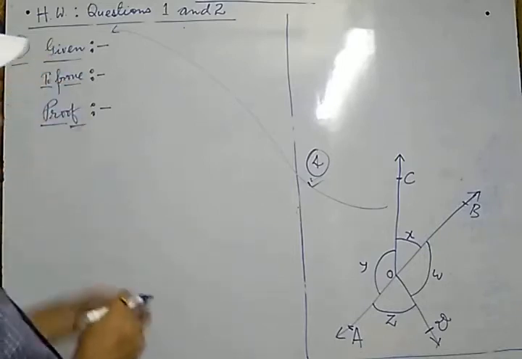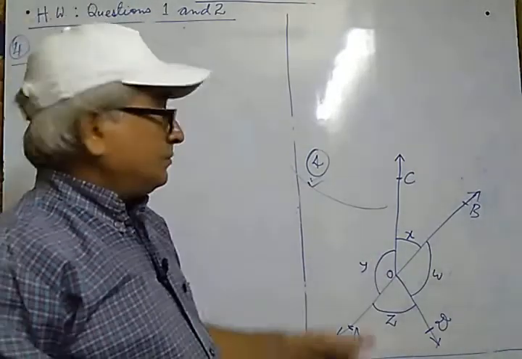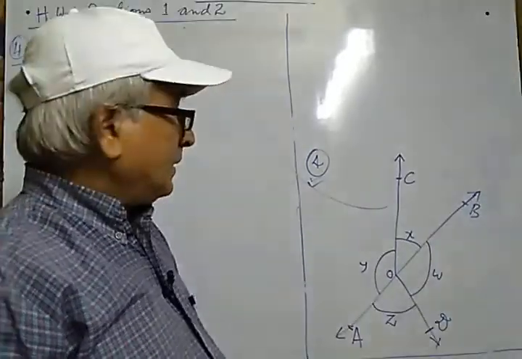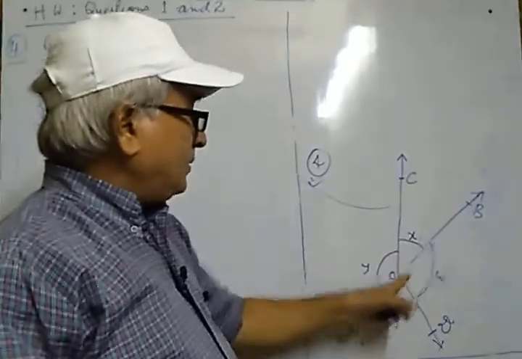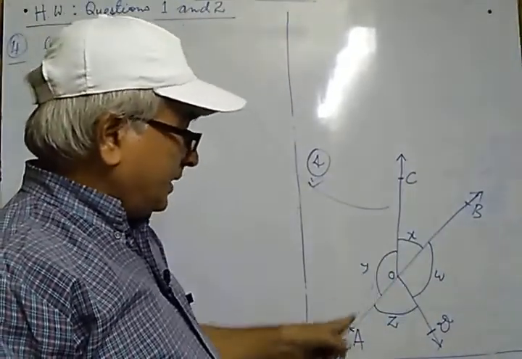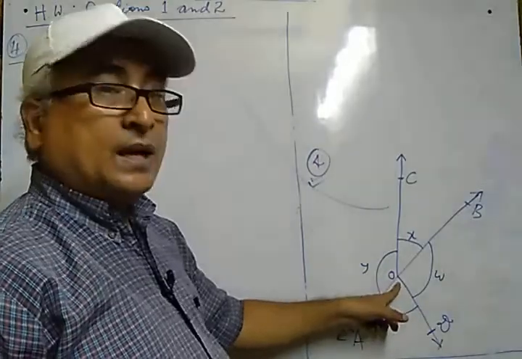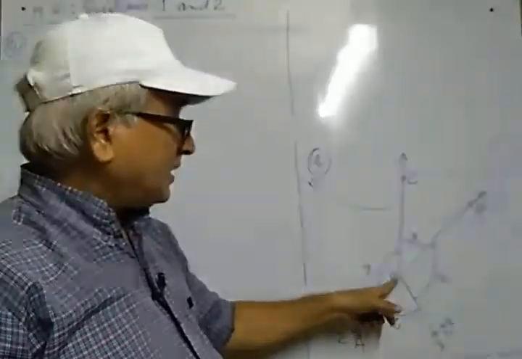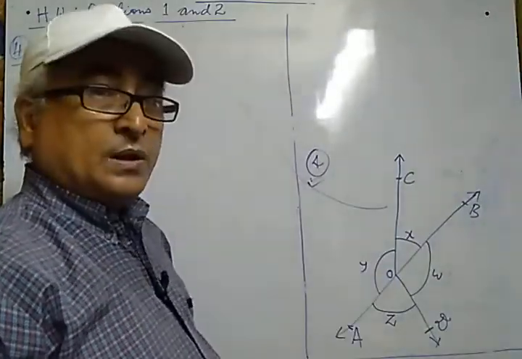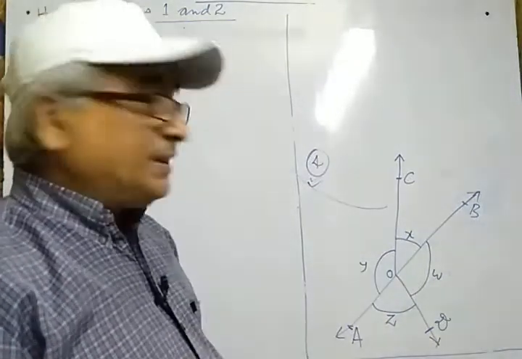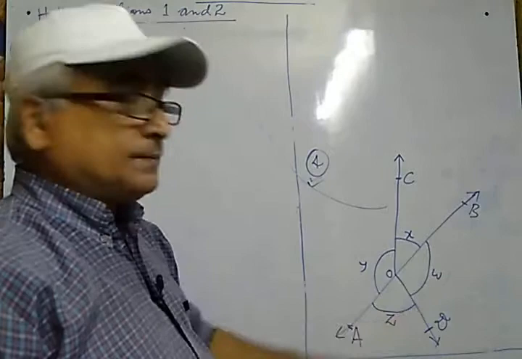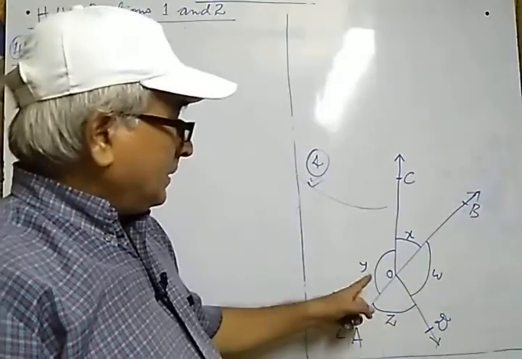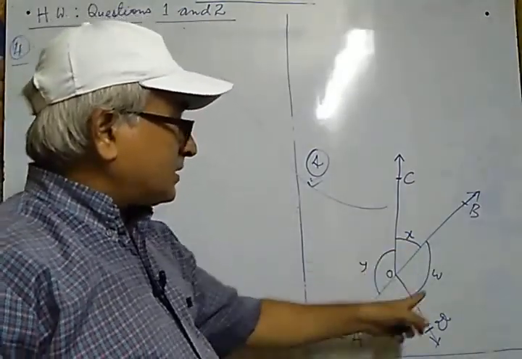So what is given here? In question number 4, this is the figure. Now observe here, OB, OC, OA, OD. 4 rays are originated from the same origin O. Now it is given that x plus y is equal to w plus z. It is given there.